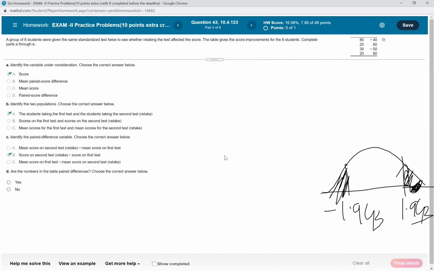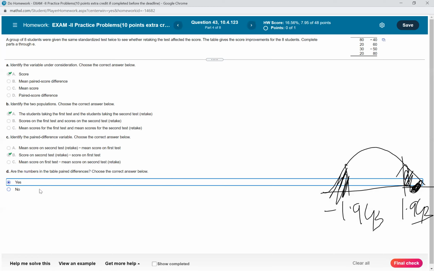Are the numbers in the table paired differences? Choose the correct answer. Yes.